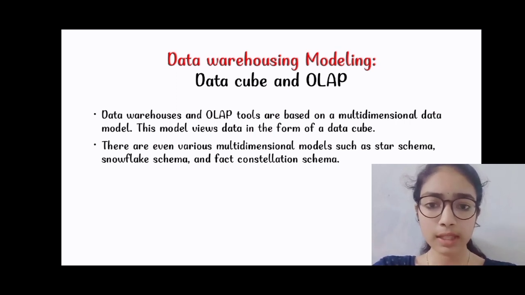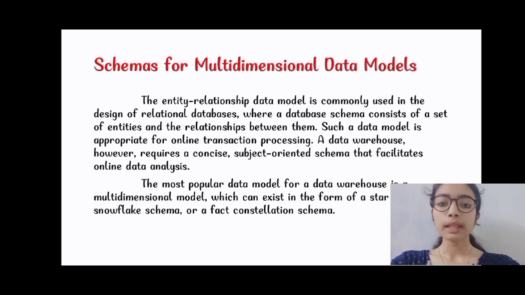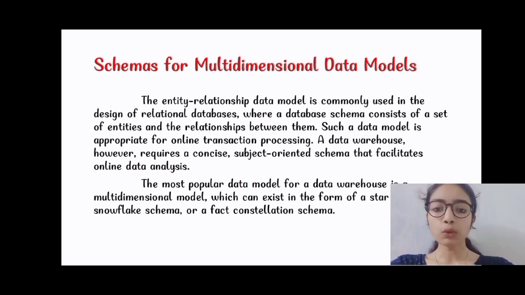There are various multidimensional models: star schema, snowflake schema, and fact constellation. The entity-relationship data model is commonly used in the design of relational databases, where a database schema consists of a set of entities and the relationships between them. Such a data model is appropriate for online transaction processing. A data warehouse, however, requires a concise, subject-oriented schema that facilitates online data analysis. The most popular data model of a data warehouse is a multidimensional data model, which can exist in the form of a star schema, snowflake schema, or a fact constellation schema.